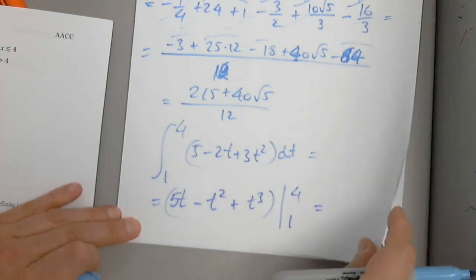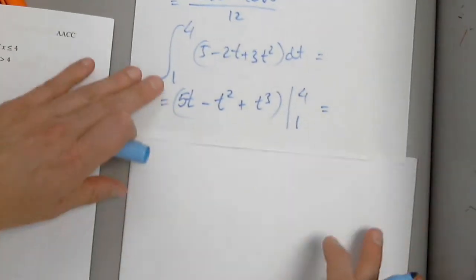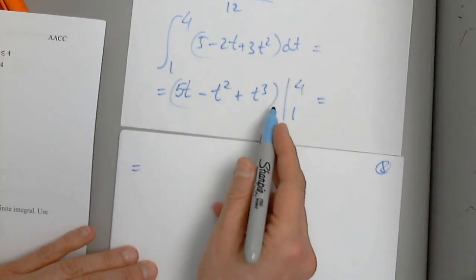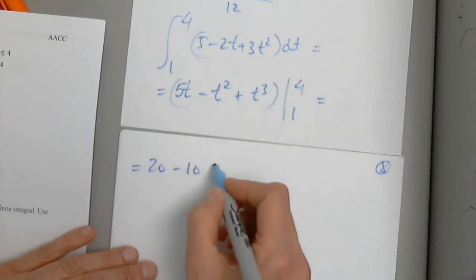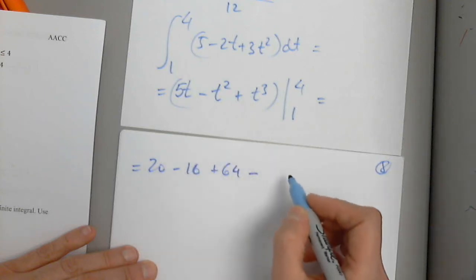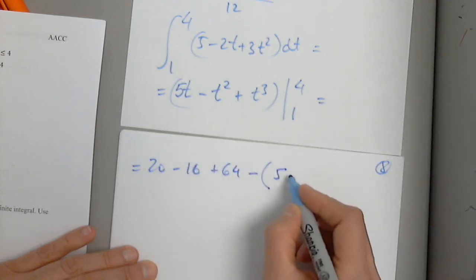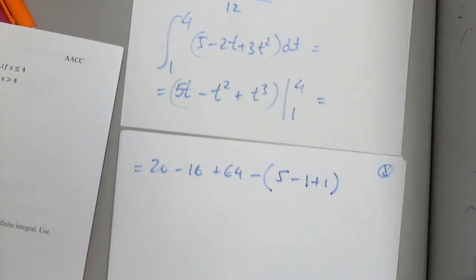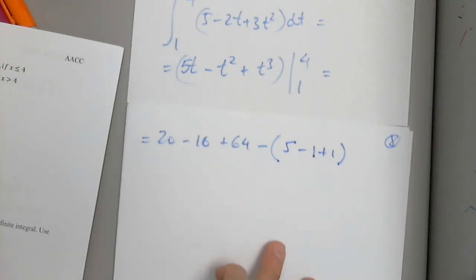So as I said, I am fine if you just write this, and you will get full credit. 5 times 4, 20, minus 16, plus 64, minus 5, minus 1, plus 1. If you stop right here and come back later if you have time, and if you want to finish it and get a number, I'm fine. But I don't want you to spend time on this.